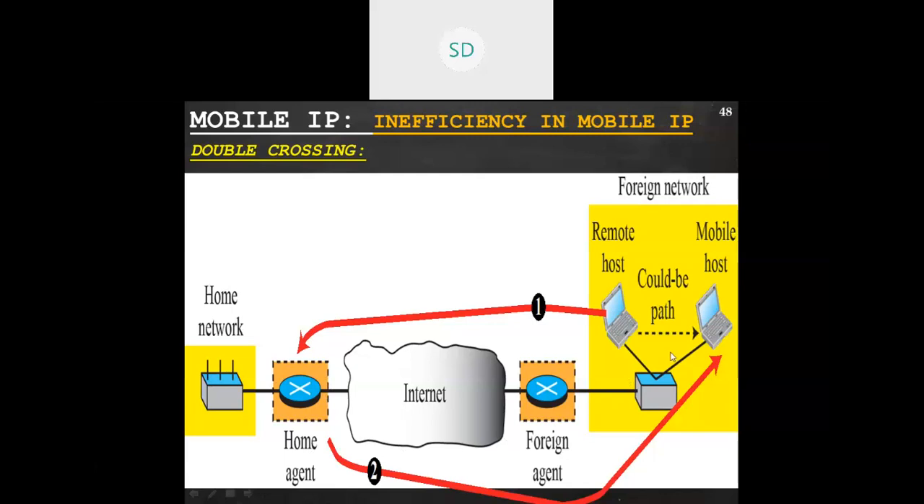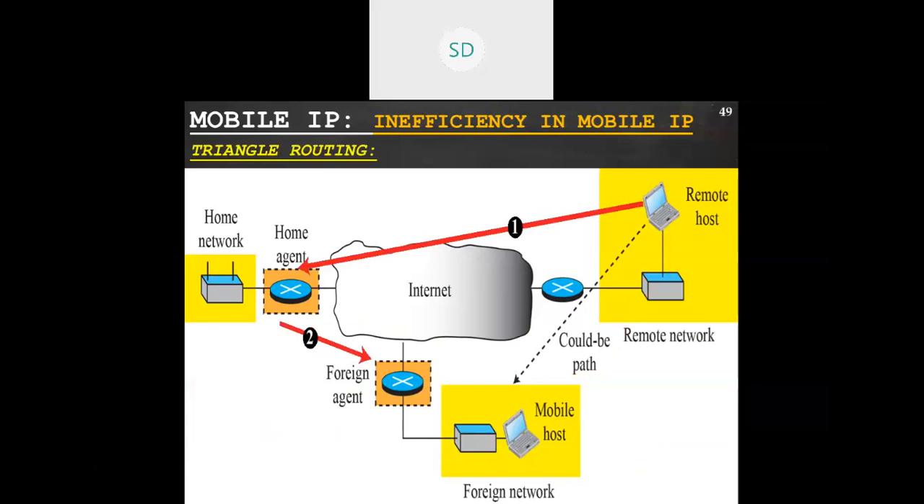Okay, so it cannot transfer the packet directly there itself in the foreign network. So this is one inefficiency. The second inefficiency is nothing but triangular routing. Now what is this triangular routing?